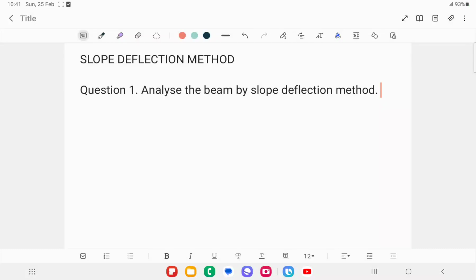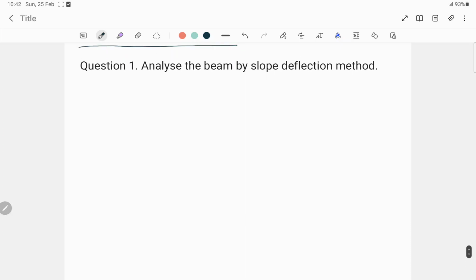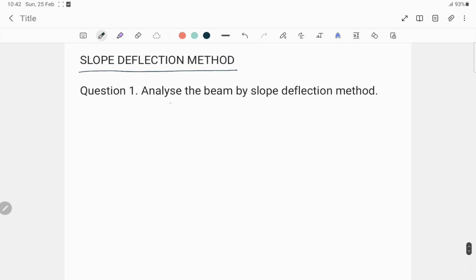In today's video, I will solve a problem based on the slope deflection method. So here the question number 1 is: analyze the beam by using slope deflection method.